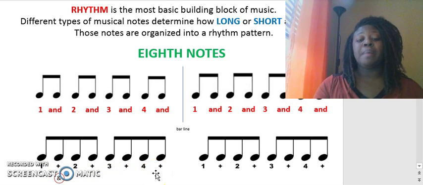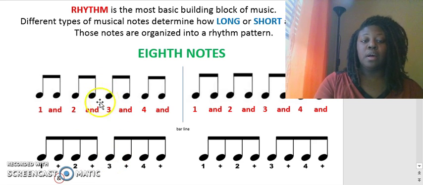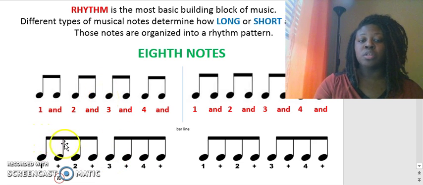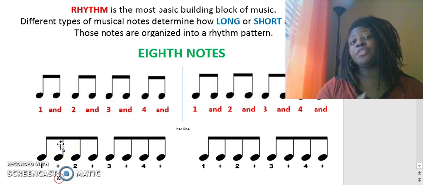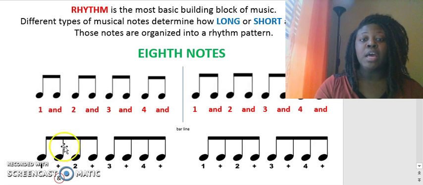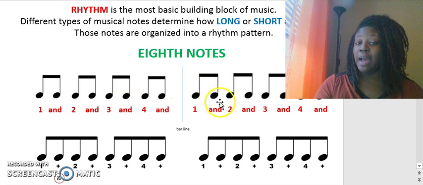And what do we notice about these eighth notes down at the bottom versus the one at the top? The beam goes across 4 stems. But guess what? They're still eighth notes. They may look a little differently, but they're still eighth notes, okay? So what you see on the bottom here will sound exactly the same as what you see at the top.